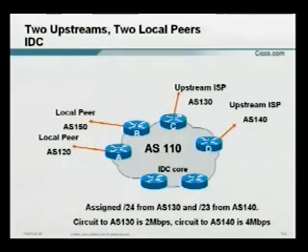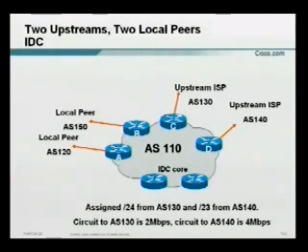We've got two local peers. Well, local peers we don't care about because by local means they're in the vicinity, so we can run big fat pipes to them, no problem. It's going to the upstreams in AS130 and AS140 that could be more the issue. So let's say we're assigned a /24 from AS130 and a /23 from AS140. The circuit to 130 is 2 meg, the circuit to 140 is 4 meg. Okay, so we've got address space according to the circuit sizes.